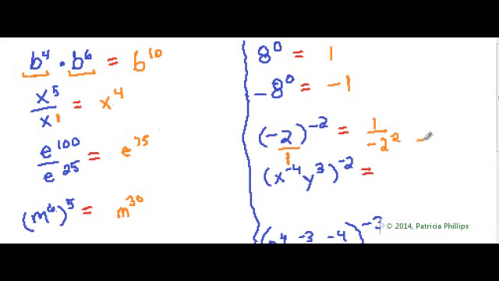Negative 2 to the power of 2 equals negative 2 times negative 2, and that equals 4. But you will remember this is a fraction. Okay, so the final answer is going to be a positive 1/4.